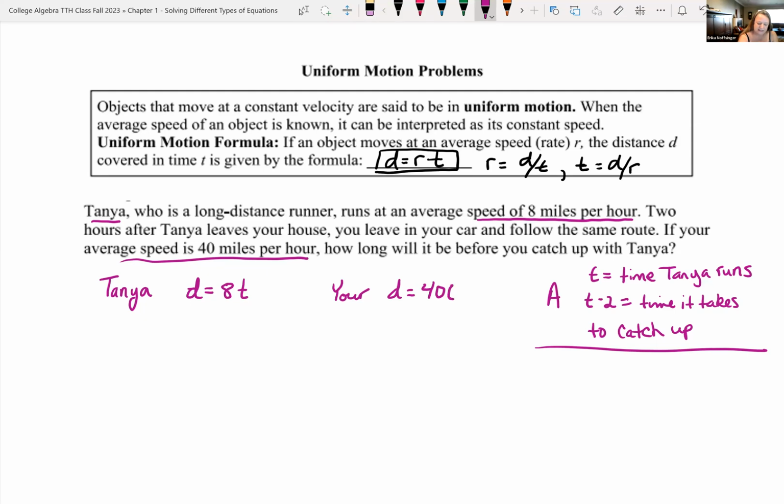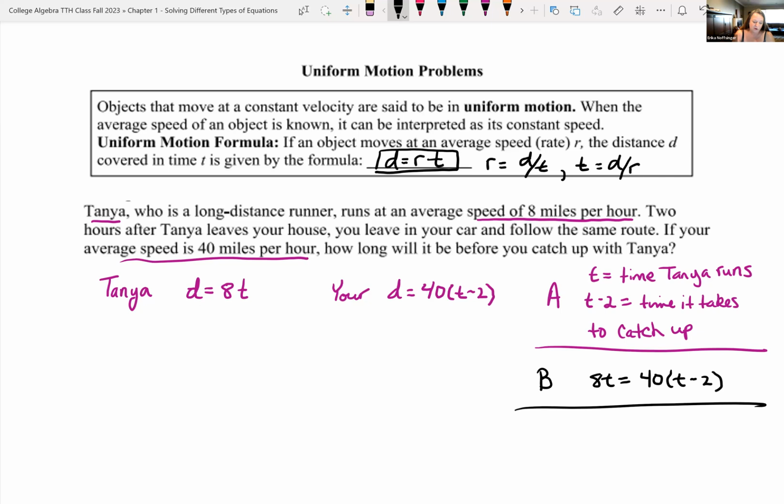So my distance is her time minus 2 hours, so t minus 2. Well, if I'm following the same route that she's running, and she and I are both leaving my house, then the distance that we traveled would be the same when we catch up to her in the car. And so for my equation, I'm looking at her distance, which is 8t, equaling my distance, which is 40 times t minus 2.